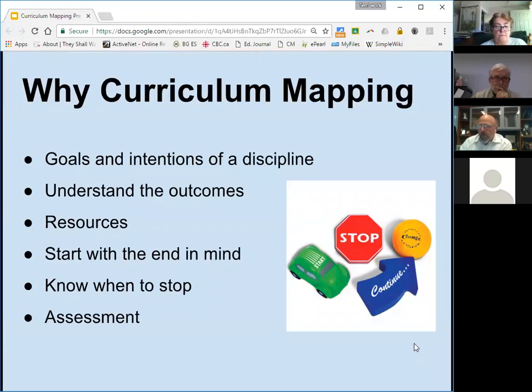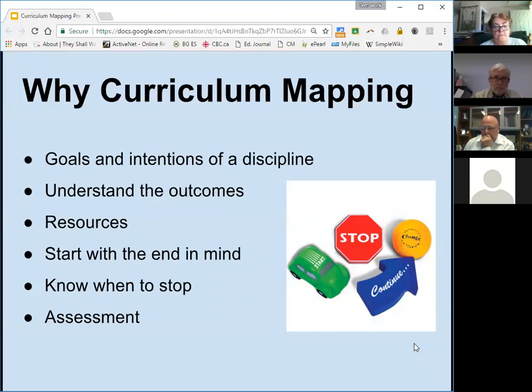But it also helps us understand the outcomes. Teachers talk curriculum. They spend some time saying, what does this mean to you? Oh, I thought it meant this. And so that conversation is really important to bring everyone to that really solid understanding of what the outcomes mean and what it is to bring them to life.